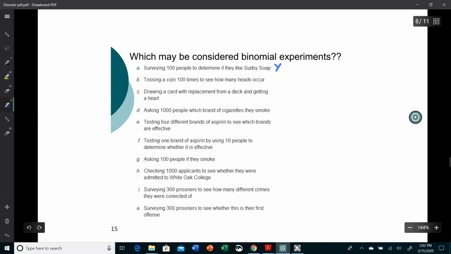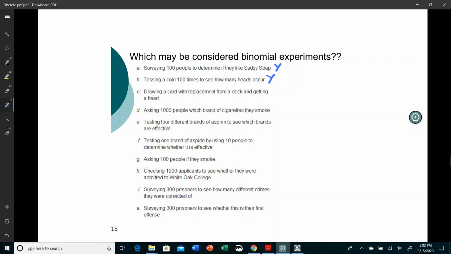That's a yes. Tossing a coin 100 times to see how many heads occurred. Okay, so what's the random variable counting? The random variable is counting the number of heads. So that's the random variable. Are these independent trials? Well, if you're tossing a coin, the trials are independent from one to the next. The probability of success is the same on each trial because you're using the same coin. This can be separated into a success-failure experiment. And again, it's a fixed number of trials because we're tossing the coin 100 times. So this would also be a yes, a binomial experiment.